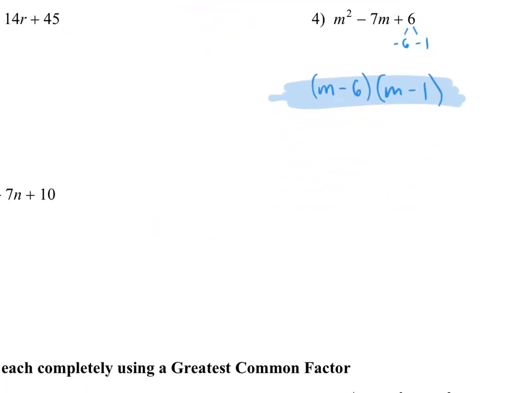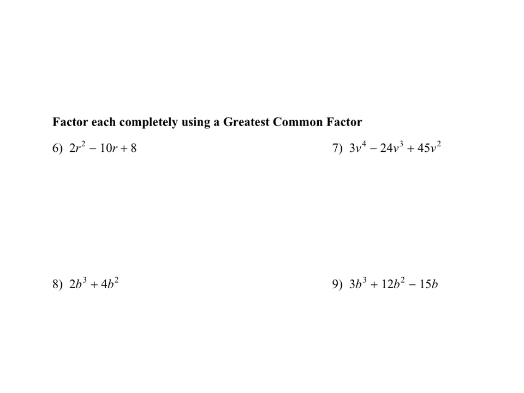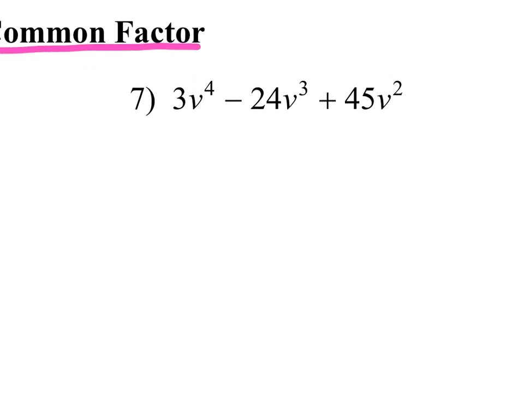Now moving on to the next part. Factor completely using a greatest common factor. So when it tells us to use a greatest common factor, that's a hint that we're going to have to pull out something. Need to take out our biggest factor we can. So what can we take out of number 7? 3. Awesome. We can take out a 3 from everything, and then we can also take out v squared. So 3v squared goes out front.